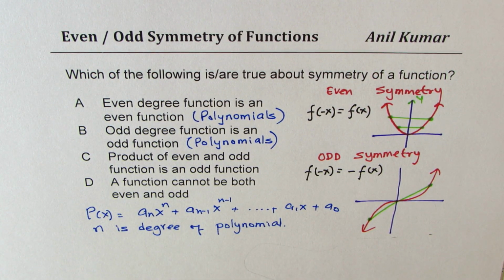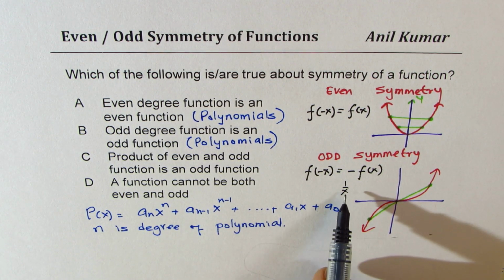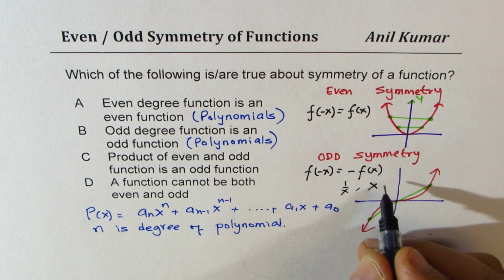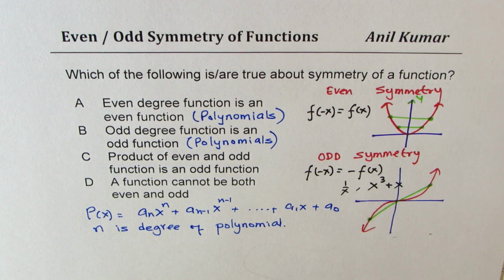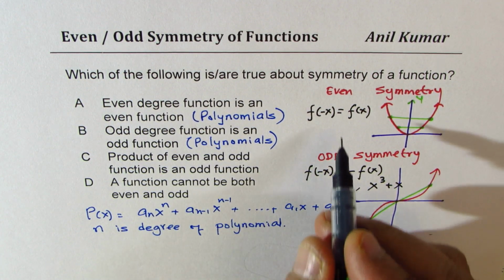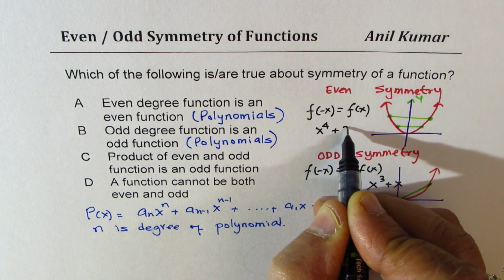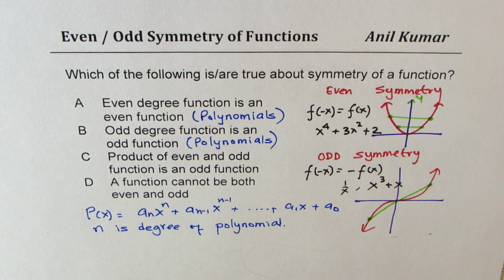The other examples could be 1 over x, for example, right? So that is an odd function. Just as we could have a function which is x cubed plus x. That is also an odd function. The other examples here could be x to the power of 4 plus 3x squared plus 2.